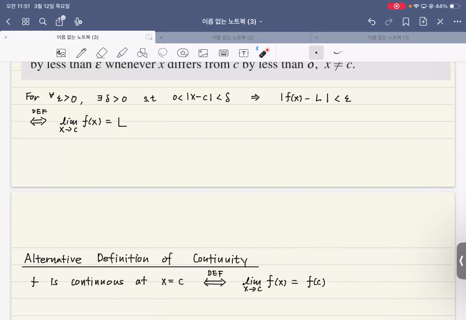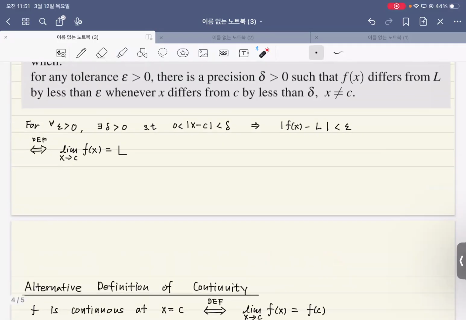Just one more thing to add for the limit of functions. Since we do not want to consider the case when x equals c when we are discussing the limit, the limit only cares about the neighborhood of the point c. So the limit of a function is only affected by the neighborhood of c, but not precisely the point at c.